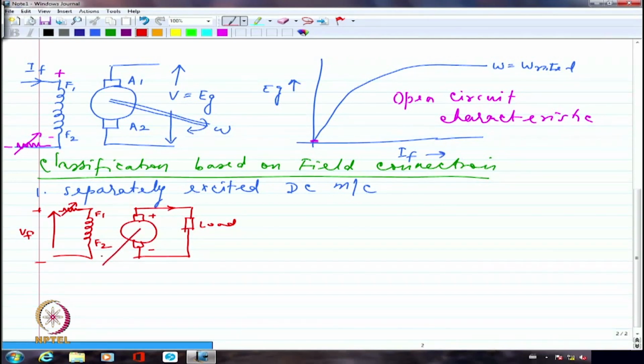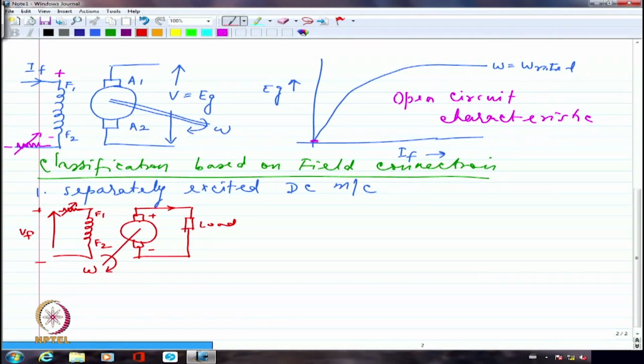Of course, if it is a generator, I should have a source for rotation. So mechanical power has to be input. So the field and armature are not directly electrically connected to each other in this particular case, and hence the name separately excited. They are not electrically connected at all. They are only magnetically coupled. So it is like transformer action in one sense. They are not electrically connected at all, the rotor and the stator.